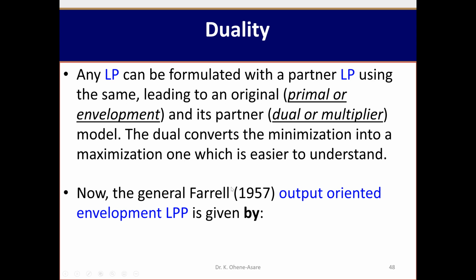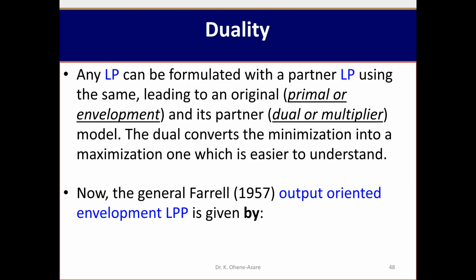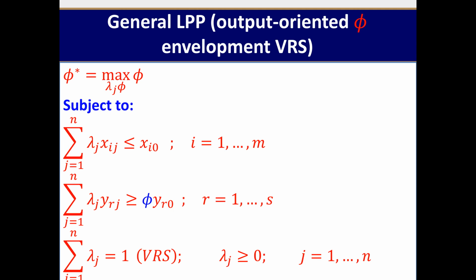So let me give you the Farrell general envelopment model, which is just like the one you saw before. I'm now giving you the dual version of the multiplier model, which is the envelopment linear programming model. When I show you a certain table, you will see what each one in the multiplier means in the envelopment. So this is how it becomes. This is the output-oriented envelopment model.